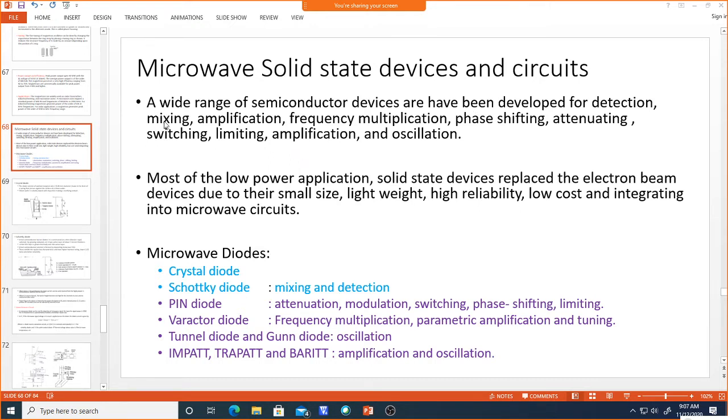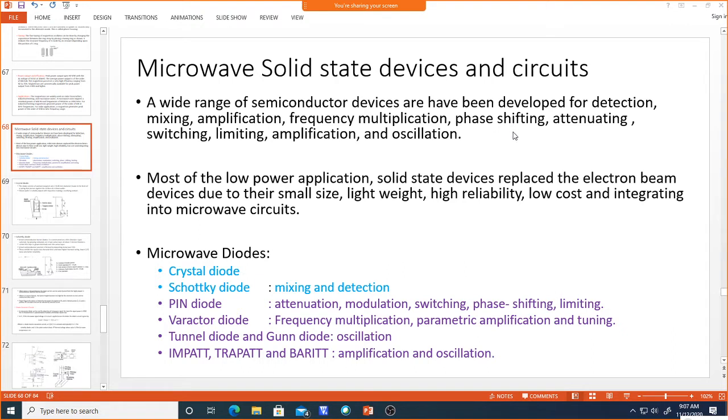And also mixing, in the sense that if you want to multiply two signals, we need to mix them. You might have studied mixers and all. So for the mixing of two signals we can use these devices, and also amplification. Frequency multiplication, for down converting or up converting, whatever we use in communication. And also phase shifting, so proper phase shifters can be used for the proper application.